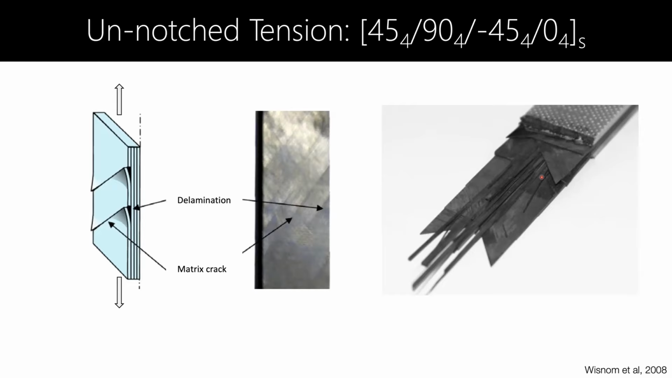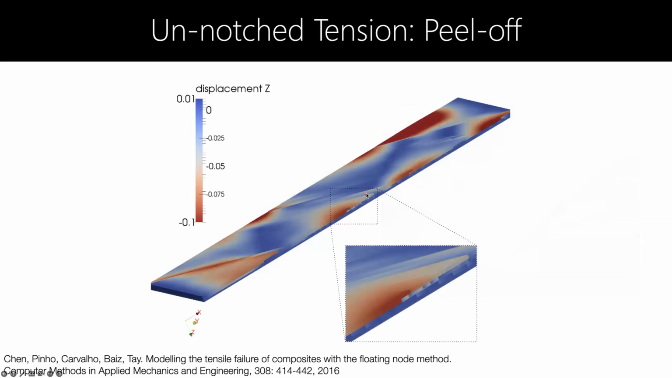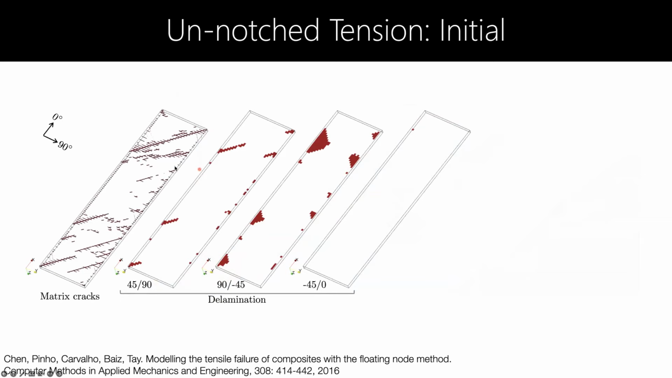So these are simulations here now where we model these effects with through the thickness displacement quite accurately. This is at early stages of the simulation where you have all these edge cracks not growing completely yet in the 90 degrees. You have some cracks in the 45s. You have some delamination between the 45s and the 90s at these places where you have those cracks.